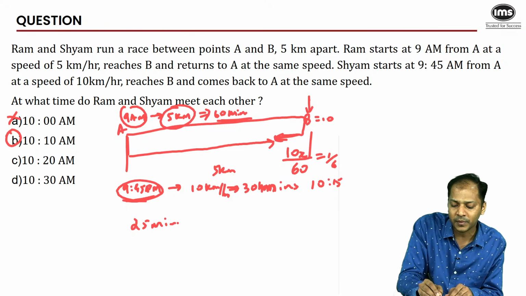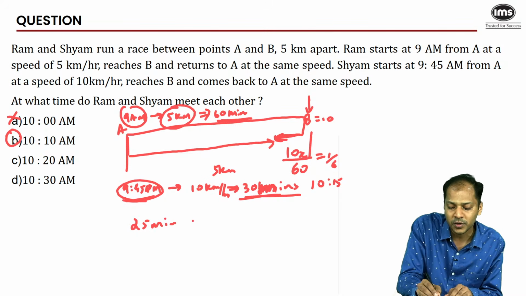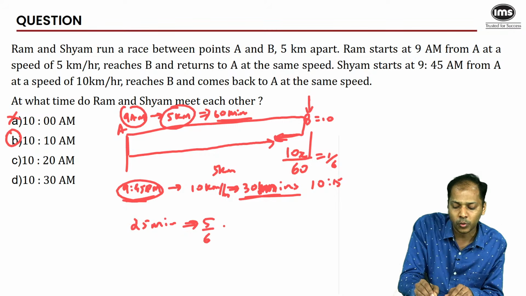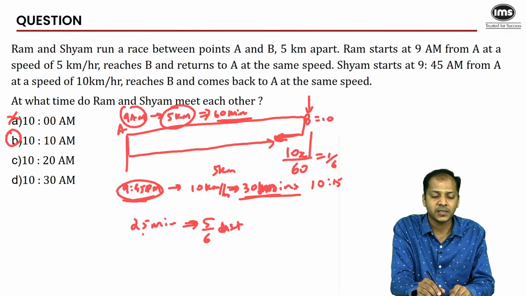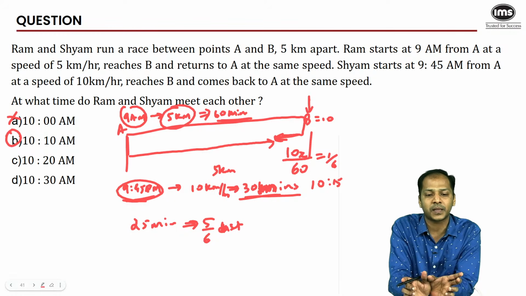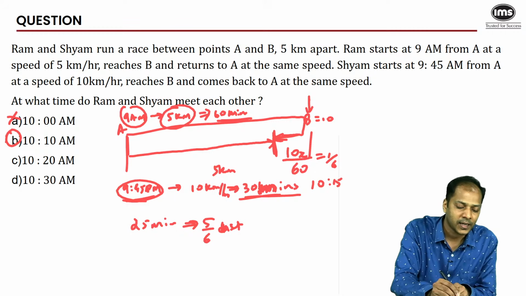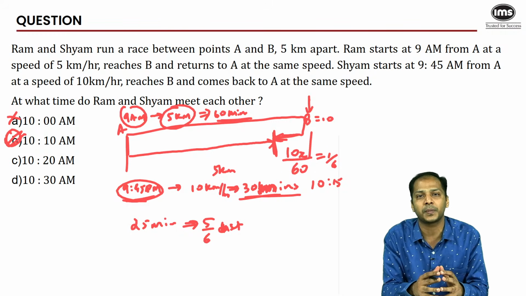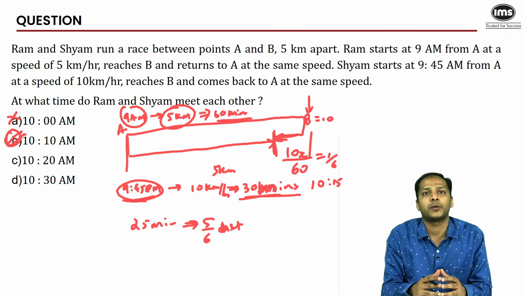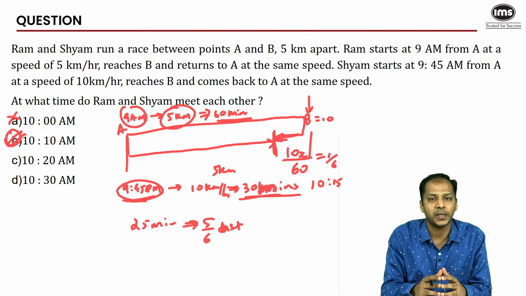In 25 minutes, the second person, who takes 30 minutes to cover the entire distance, would have covered 5/6 of the total distance, because out of 30 minutes he's already traveled for 25 minutes. So 5/6 has been covered by the second person, 1/6 has been covered by the first person. Yes, they would definitely meet at 10:10. The correct answer to this question is option B, that is 10:10. Okay, so yes, the answer is 10:10, option B, right?